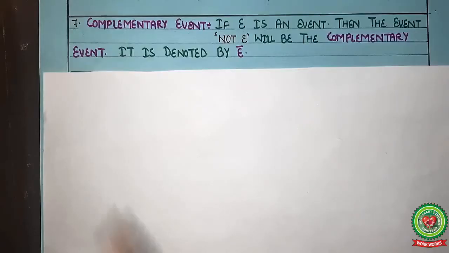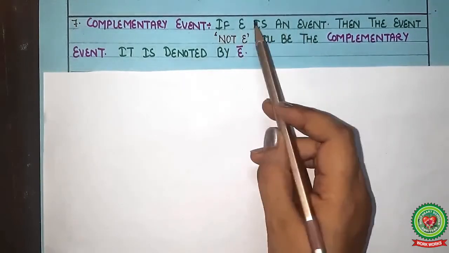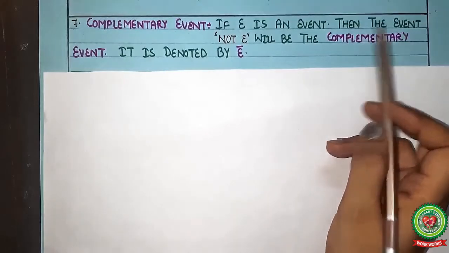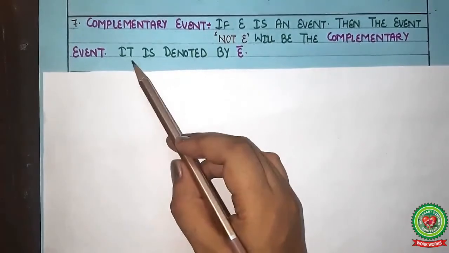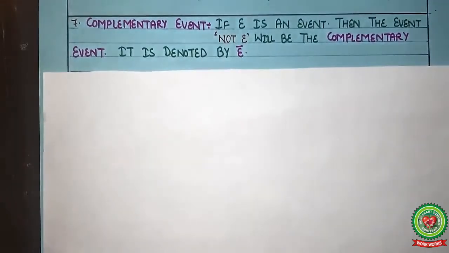The definition of a complementary event: if E is an event, we know that E stands for an event, then the event not E will be the complementary event. It is denoted by E bar.